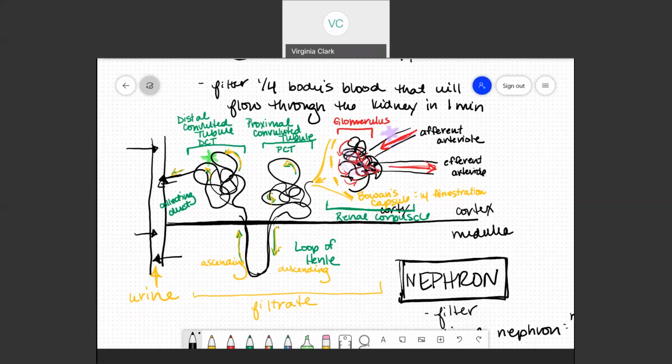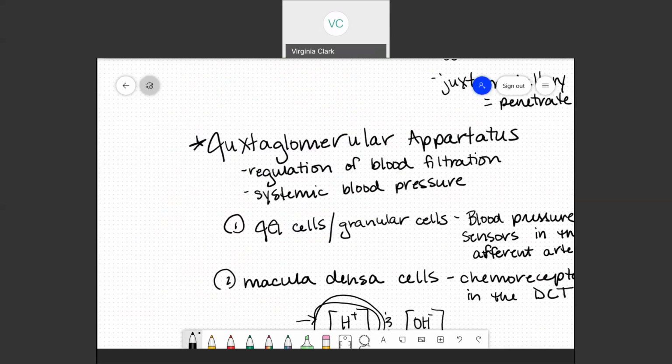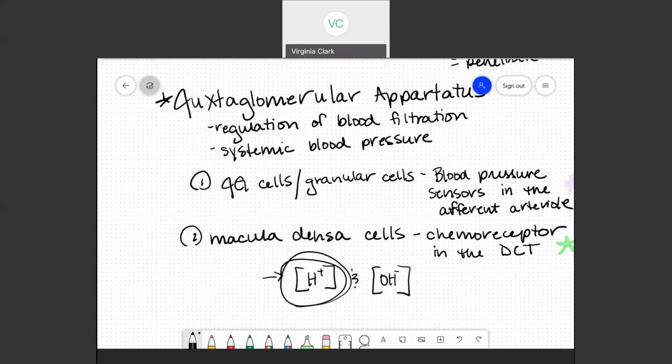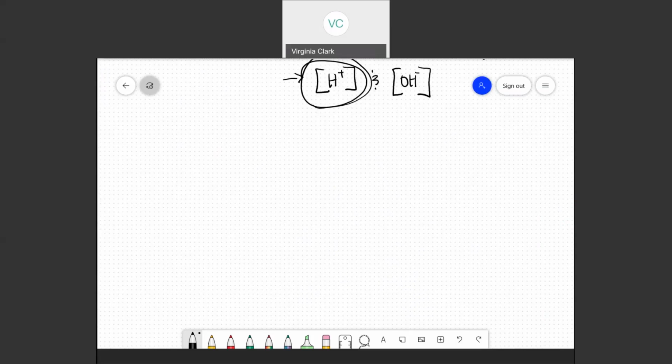So this macula densa cell in the DCT is a chemoreceptor who's mainly picking up on the concentration of hydrogen ions. So this is the nephron as a whole. We've got two different types of nephrons, the cortical and the juxtamedullary. We've got this thing called the juxtaglomerular apparatus, which does blood pressure and blood filtration. But one thing we haven't talked about in this entire process is how you actually form urine.